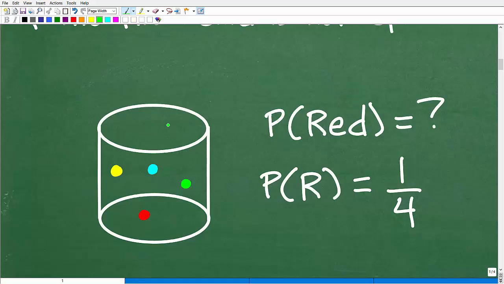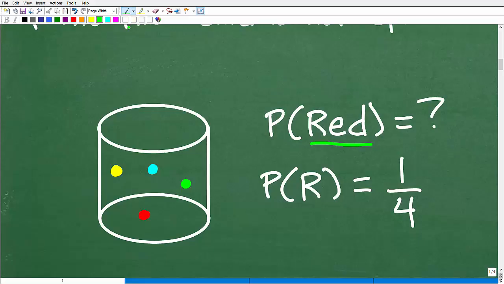So let's suppose we have a jar full of 4 colored marbles. One is yellow, one is red, one is blue, and one is green. We want to find the probability of randomly selecting one marble from this jar and that marble being red. So what's the probability of that happening? Most of you could probably say, well, there's one red, there are 4 marbles here. You've got a 1 out of 4 chance, and you'd be absolutely correct.